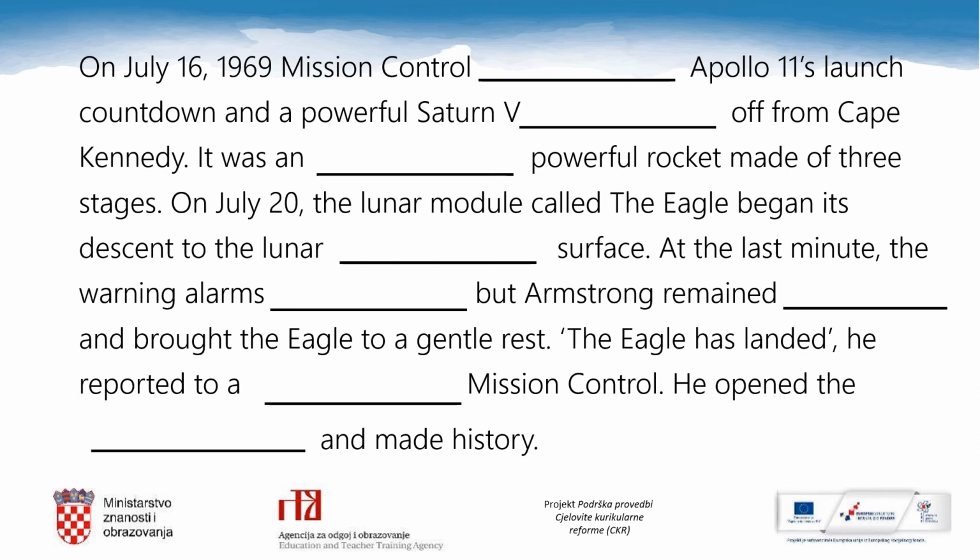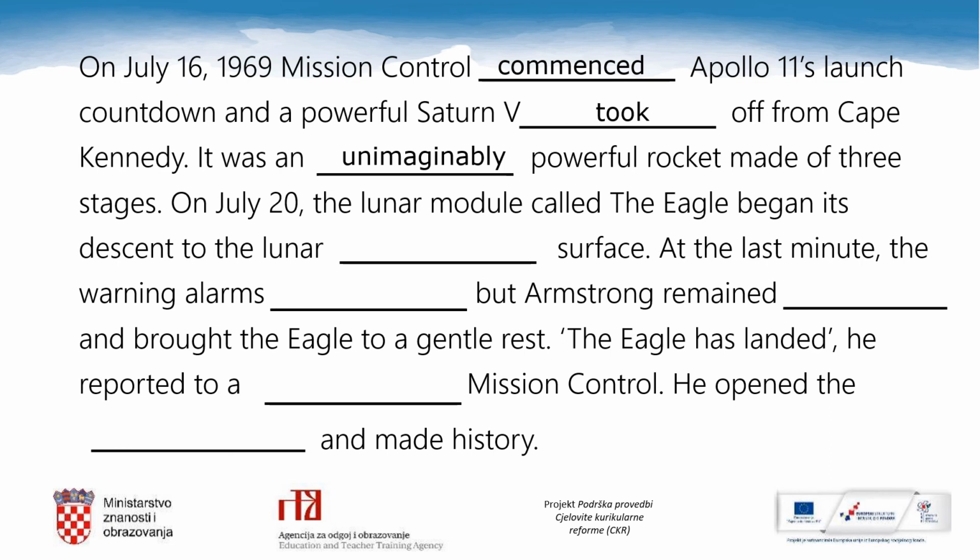Let's check your answers. On July 16, 1969, Mission Control commenced Apollo 11's launch countdown and the powerful Saturn V took off from Cape Kennedy. It was an unimaginably powerful rocket made of 3 stages.